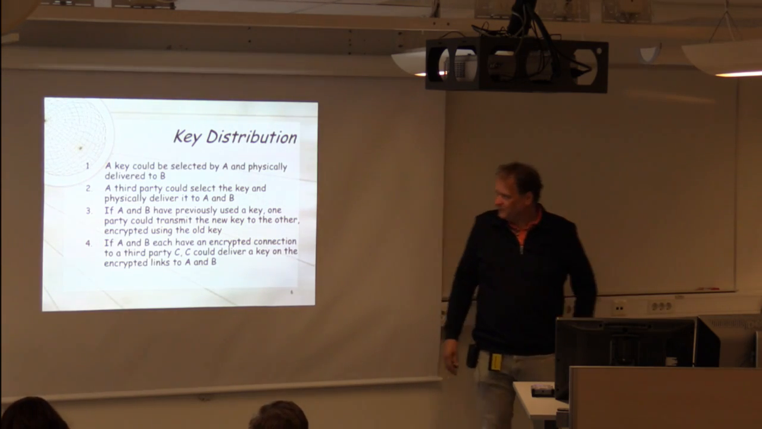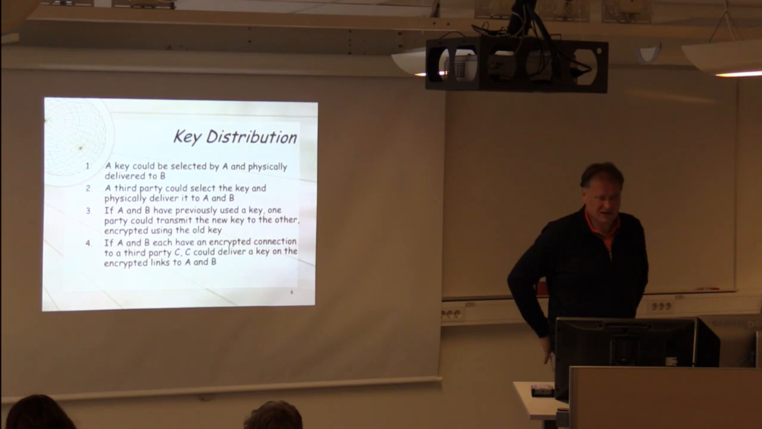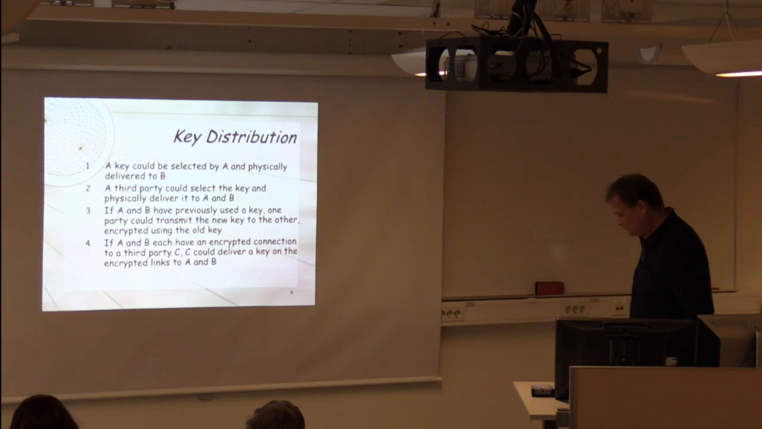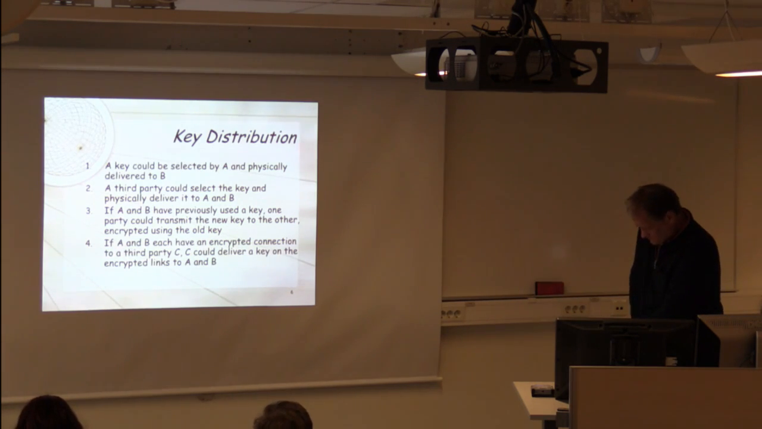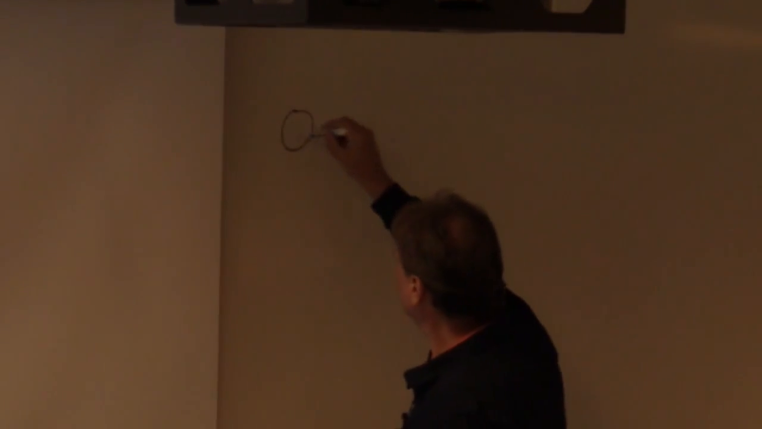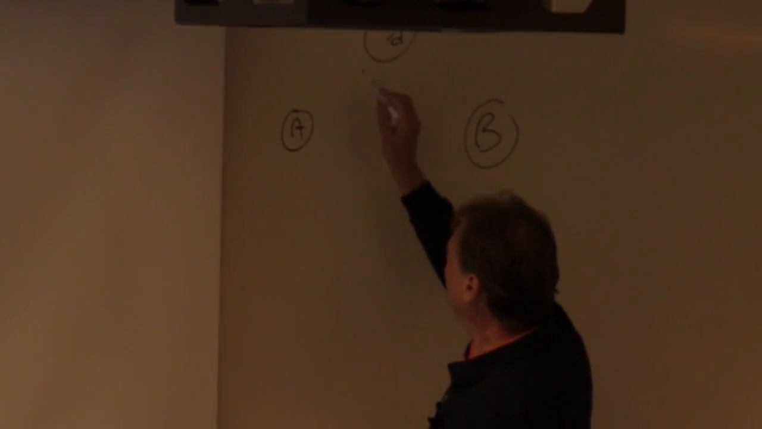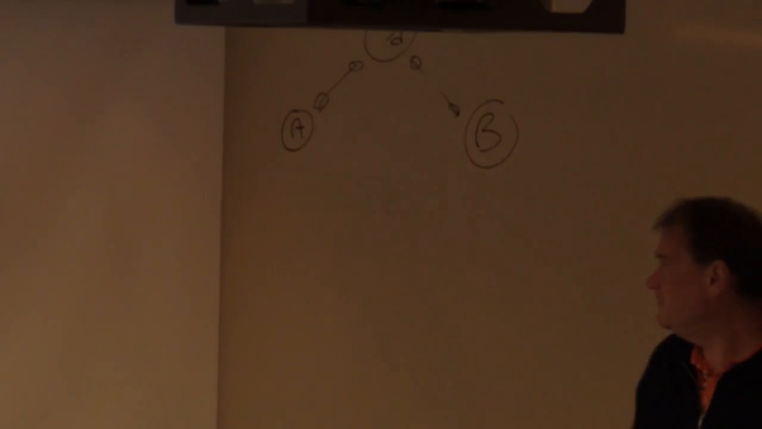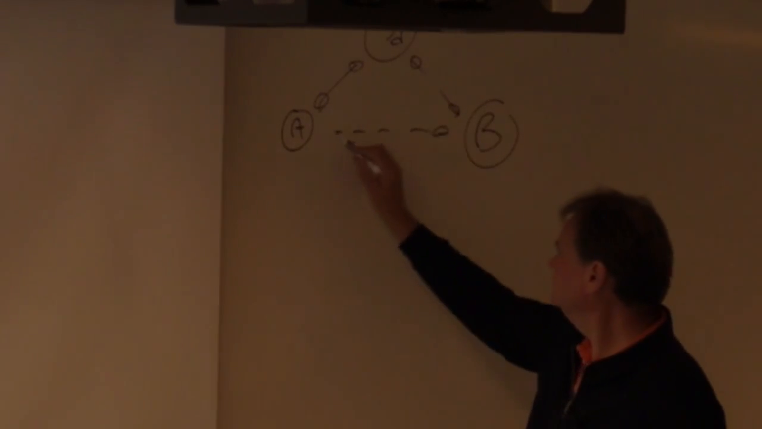Two, a third party could select the key and physically deliver it to A and B. So now we involve another party here. So we have A, we have B, and now we have a third party here. Both A and B meet this third party to exchange the keys that will later be used to communicate between A and B.